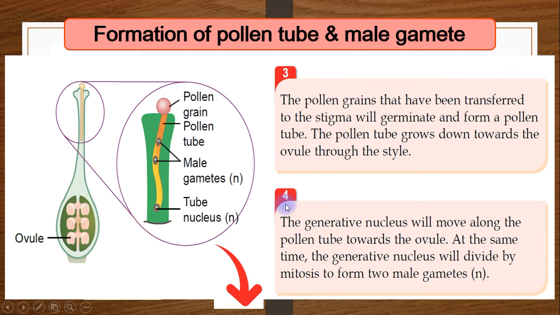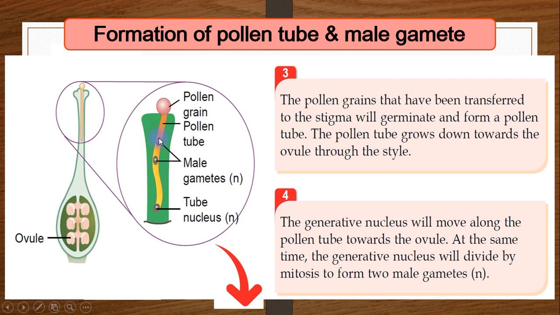Then number 4, the generative nucleus will move along the pollen tube towards the ovule. Actually there are 2 types of nucleus in the pollen grain. Do you still remember that? What are they? The generative nucleus and the tube nucleus. So what happens to the generative nucleus? It will move along the pollen tube towards the ovule.